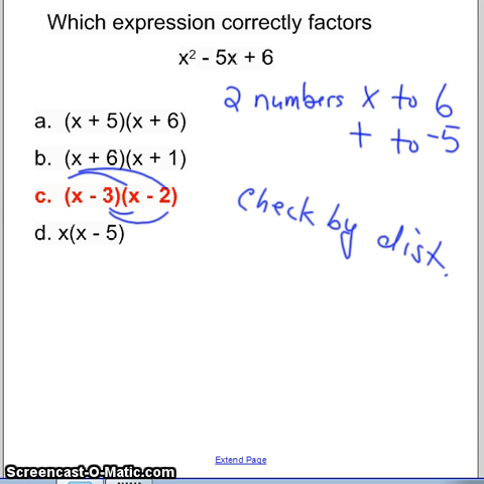Negative 3 times negative 2 is 6. Negative 3 plus negative 2 is negative 5. Now, on the SOL test, you don't really need to know how to factor to get the answer to this question. You could simply multiply back out the answers and see which one matches that.